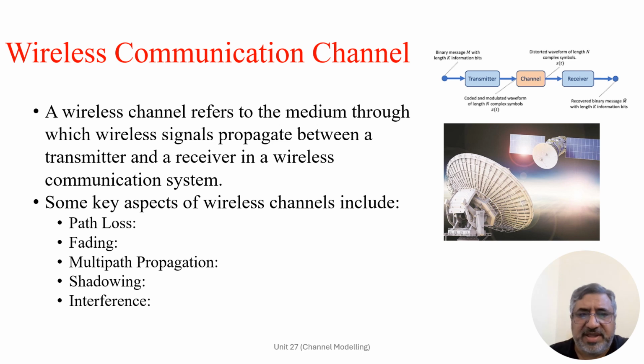Similarly, interference in a wireless channel arises from many other sources of transmission that share the same frequency spectrum, or may not share the same frequency spectrum but share the channel spectrum also. Interference can degrade the quality and reliability of wireless communication systems. It can be caused by co-channel interference from other users or systems operating in the same frequency band, or adjacent channel interference from signals in nearby frequency bands.